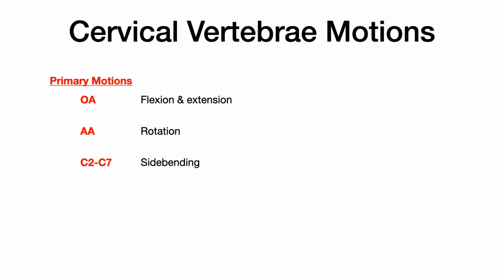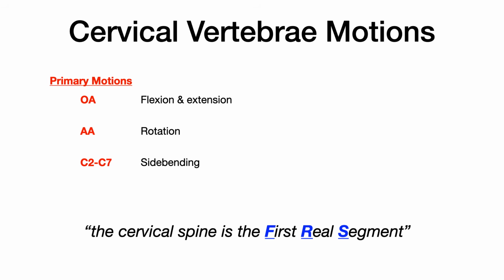At AA, the primary motion is rotation. In fact, AA contributes at least 50%, if not more, of all of the rotation in the cervical spine. C2 to C7's primary motion is side bending. Now, how do you remember this? My mnemonic here is that the cervical spine is the first real segment, or the first real section, if you prefer that. FRS for flexion, rotation, side bending, in order for your studying pleasure.